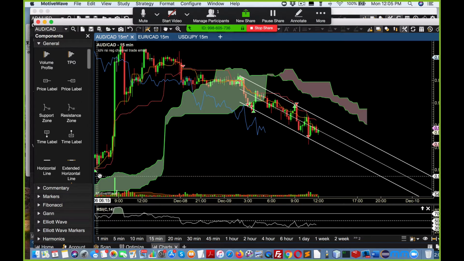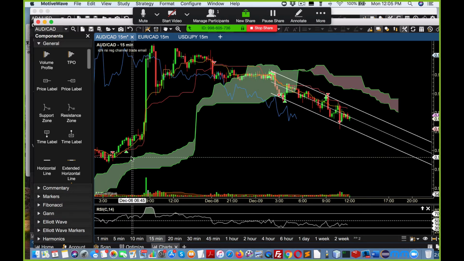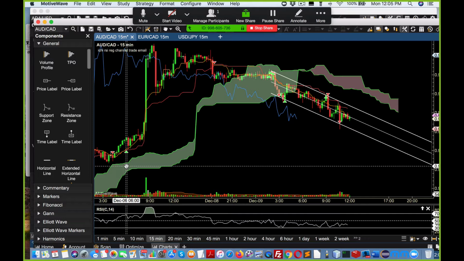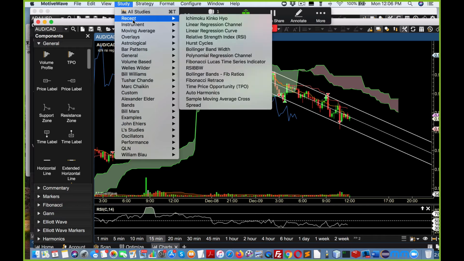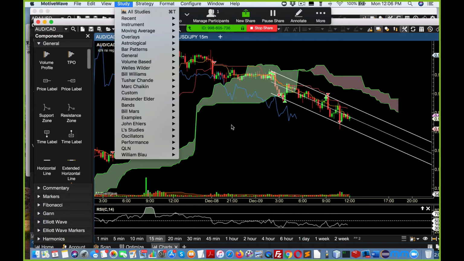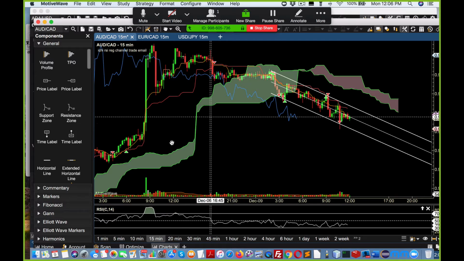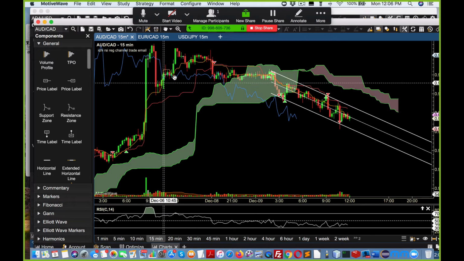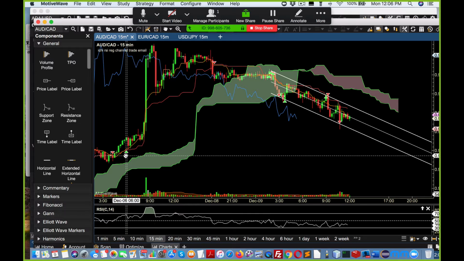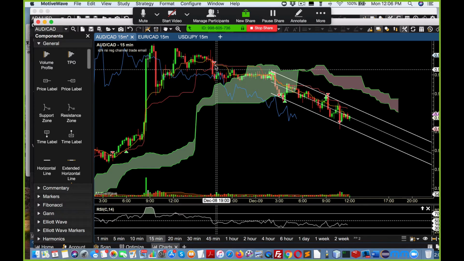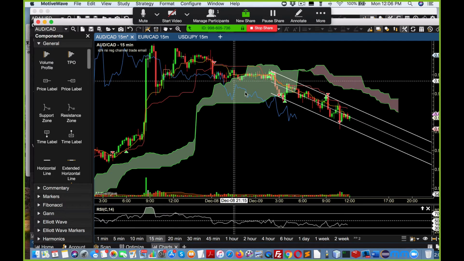Ichimoku cloud. Now, there's another name for it within MotiveWave, but you just type up Ichimoku. If you go under Ichimoku, Ichimoku Kinko Hyo, sorry, that's Japanese, obviously. And these signals work pretty good. I'm really interested in these to see if they are dependable for the signal on entry and for the exit as well. You can see that these can work.